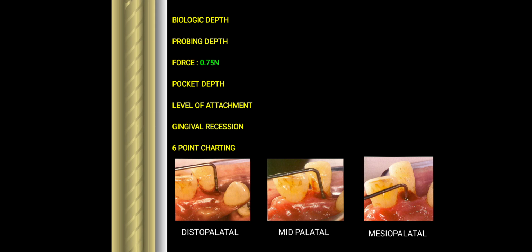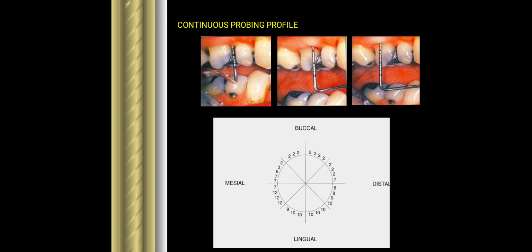The probing will be done in the distopalatal, midpalatal, and mesiopalatal areas, and the continuous probing profile will be checked. We have to do the probing surrounding the tooth and check the pocket depth. Here we can see the scores of both sides, buccal, distal, lingual, and mesial, and we have to give the scoring according to the probing profile.